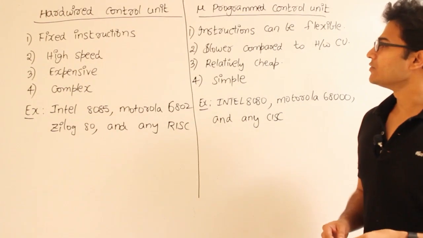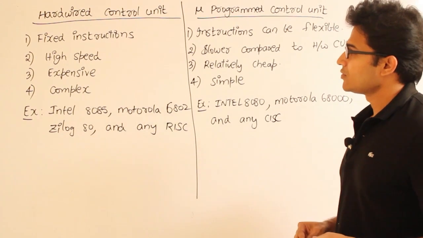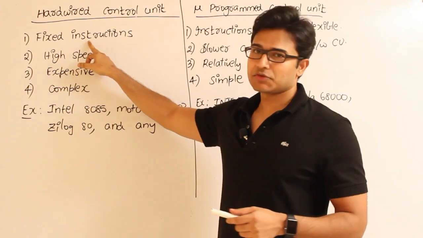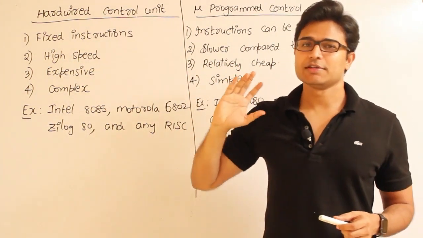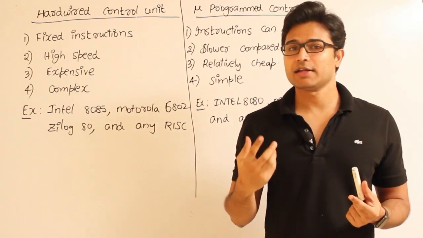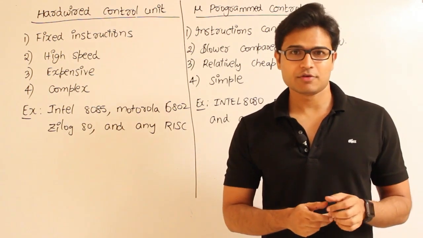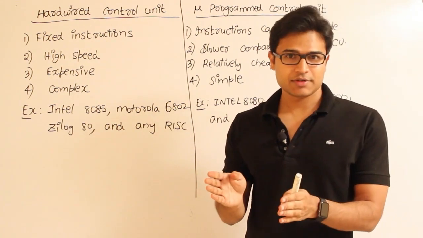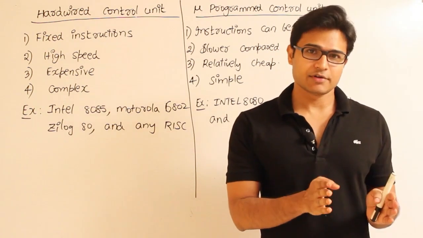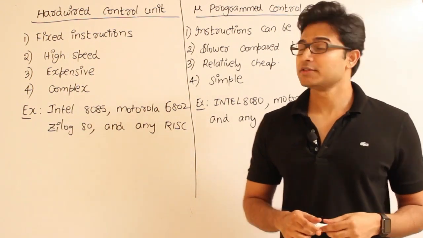Now let's see the differences between hardwired control unit and microprogrammed control unit. So first one is, in hardwired control unit we can have only fixed instructions. Once the control unit is built, you cannot change it. If you have to change the instructions, you have to change the underlying hardware, and once it is built, it is not possible. Therefore, once you fix the instructions, then you design the computer and it is going to be like that forever, right? So once you design it, you cannot change the instructions. That is the meaning of it.